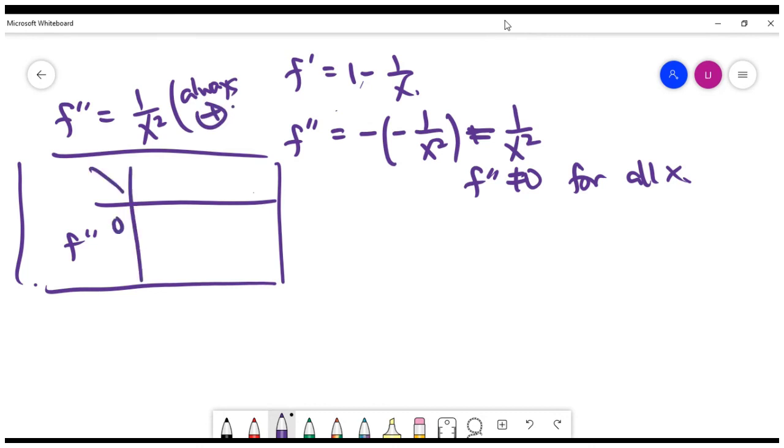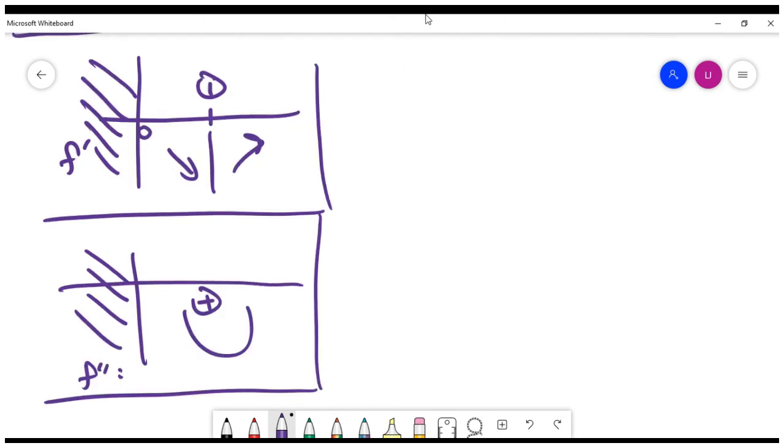So it gives you a sense that for all the values of x in the domain, f double prime is always positive. It means the shape of the graph of y equals f of x is going to be concave upward all the time. So let's combine the two sign tables of f prime and f double prime together. These are the two sign tables of the first derivative and the second derivative. Let's combine all the information together.